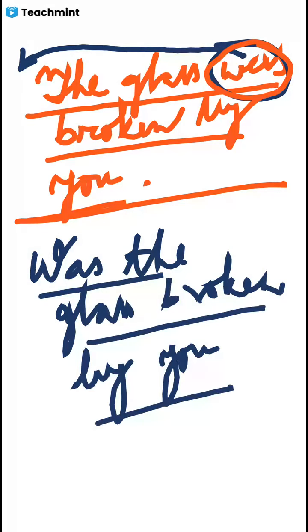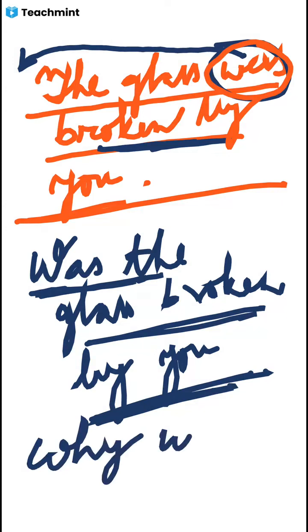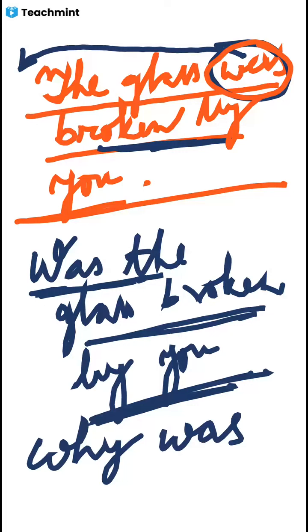Now, tell me, students, what have we missed here? What was there? Why. So now what do we have to do for the final touch? This one we have made like something of wood, and now we have done a little burnishing. Now the final touch. So our answer will be: Why was the glass broken by you? Why was the glass broken by you? Then a question mark.